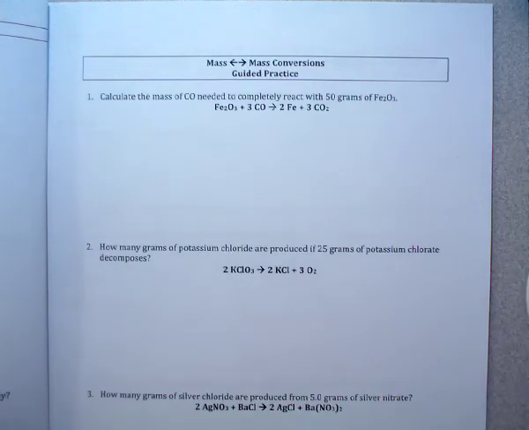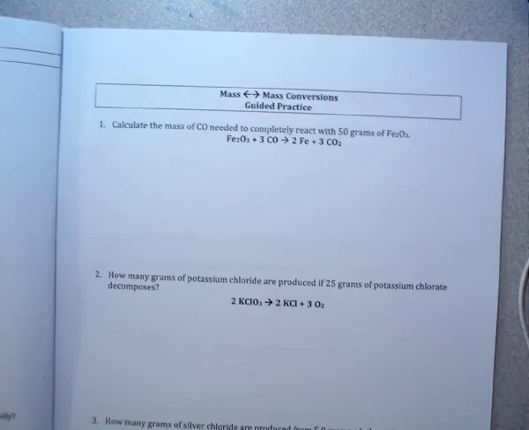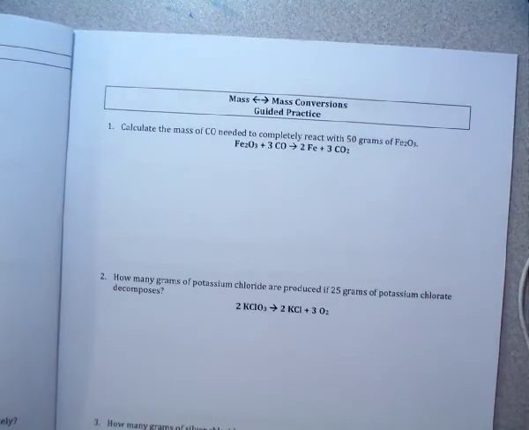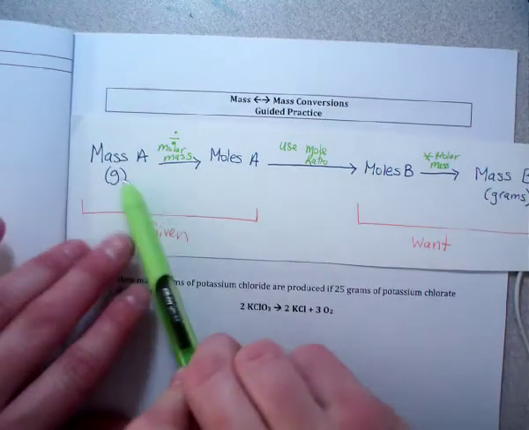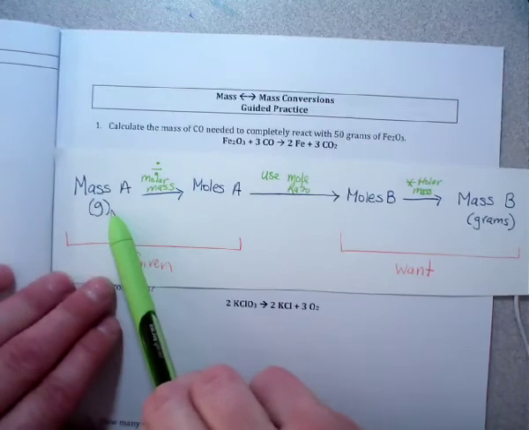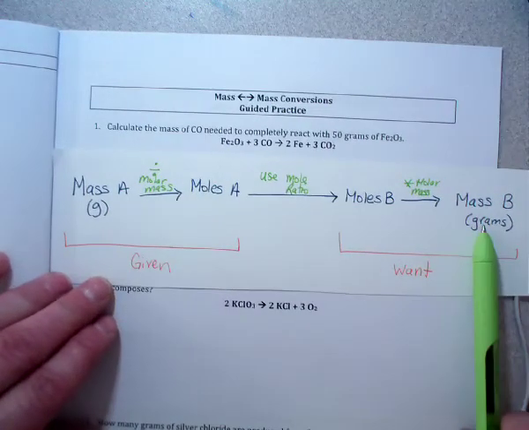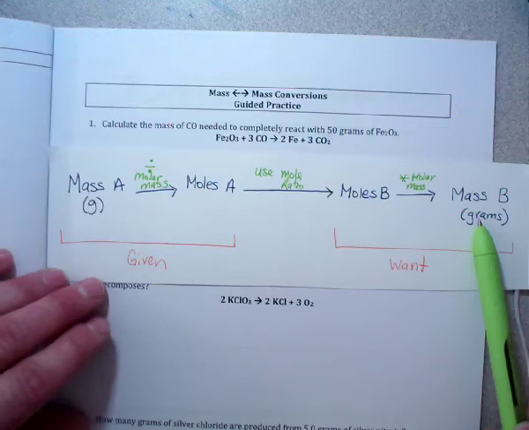Okay, let's work through our first example in our mass-to-mass conversion guided practice. Calculate the mass of carbon monoxide needed to completely react with 50 grams of iron 3 oxide. So if I look at my mole road, I am giving you the mass of iron 3 oxide, and I'm asking for you to find the mass of carbon monoxide. This problem is going to require you to go through 3 steps.